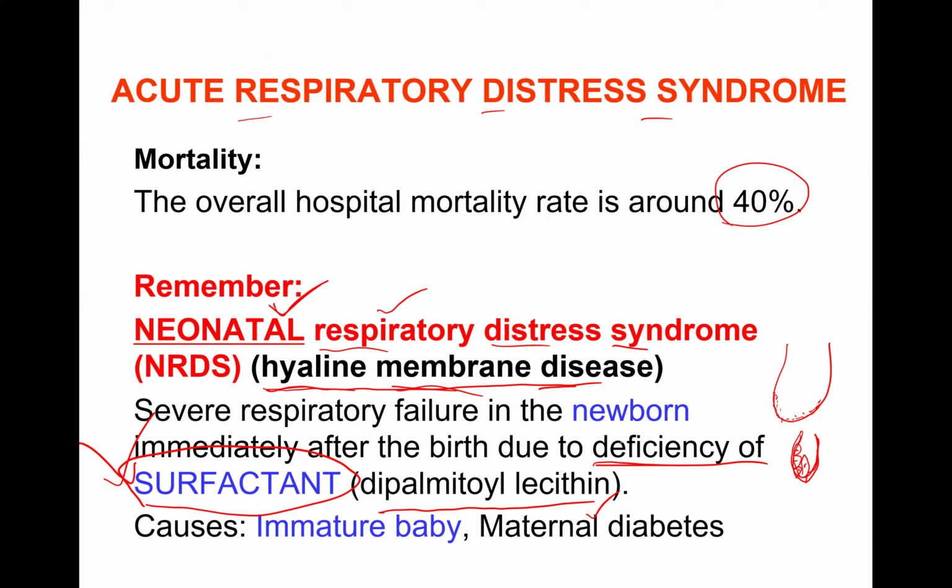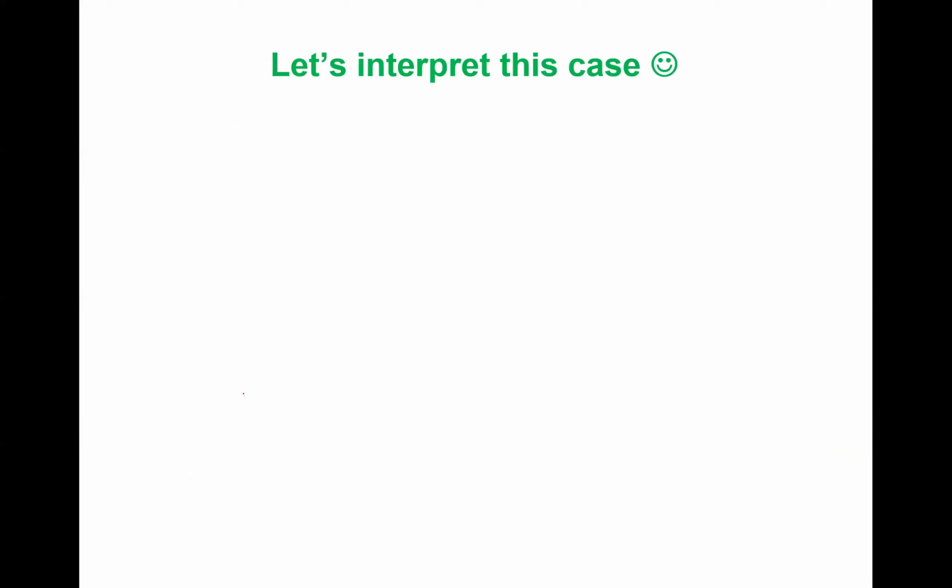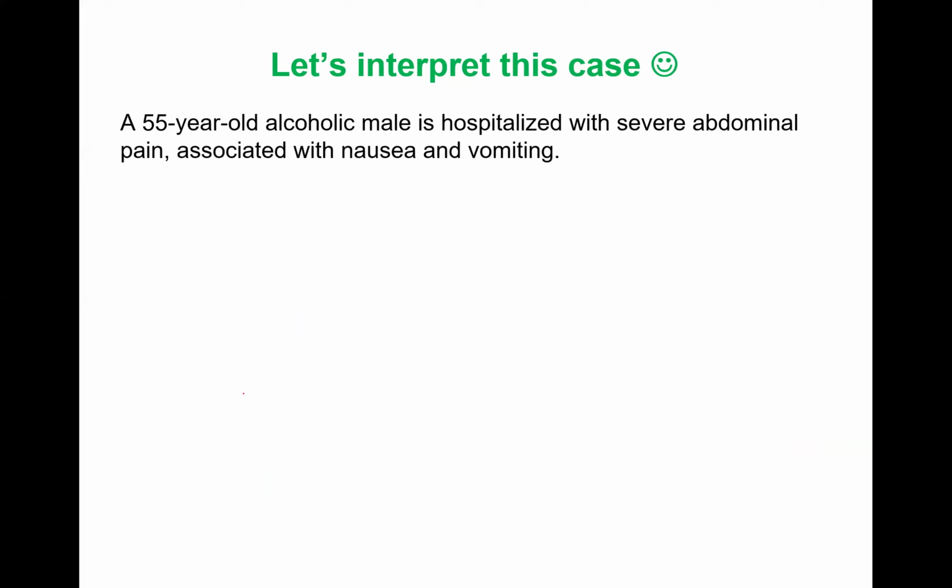So ultimately, the pathogenesis is the same: neutrophils cause damage to the alveoli and capillaries by releasing proteases and free radicals. But the cause here is surfactant deficiency, right? Good. So now let's interpret this case of acute respiratory distress syndrome.